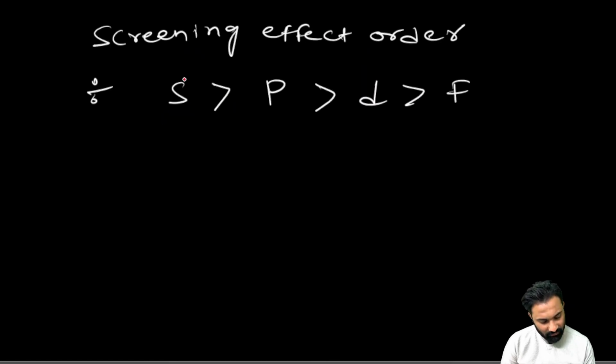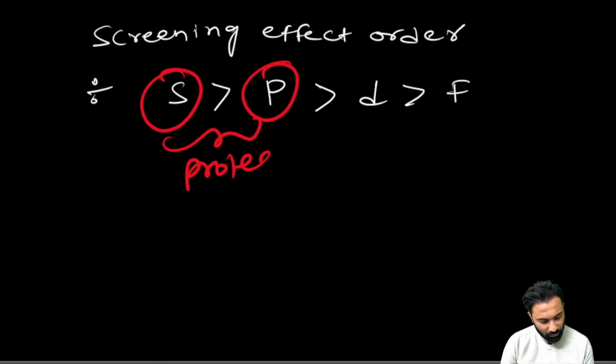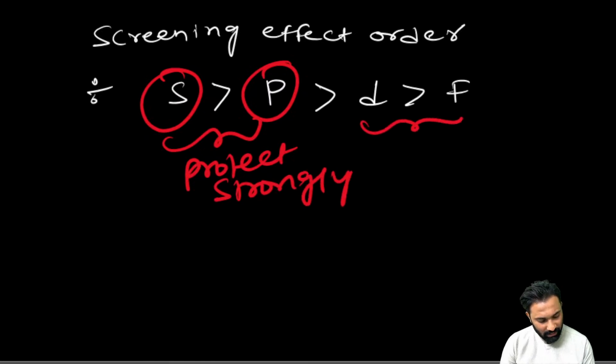Right? This is the screening effect. S and P will protect strongly. D and F give poor screening.